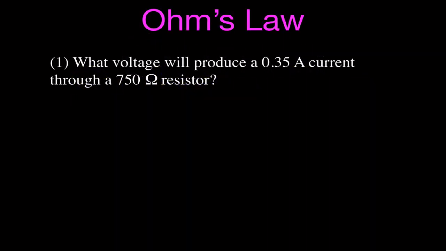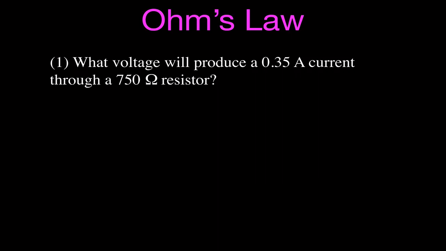We're going to go over some example problems. I think I have 5 or 6 problems here. It says here, what voltage will produce a 0.35 ampere current when that is hooked up to a resistor that has a resistance of 750 ohms.